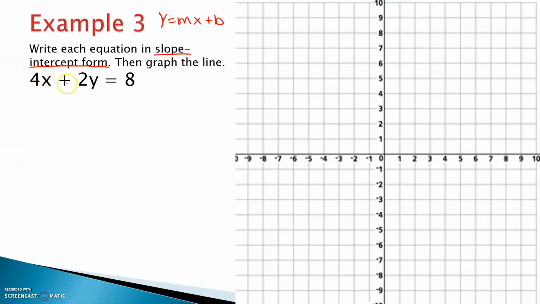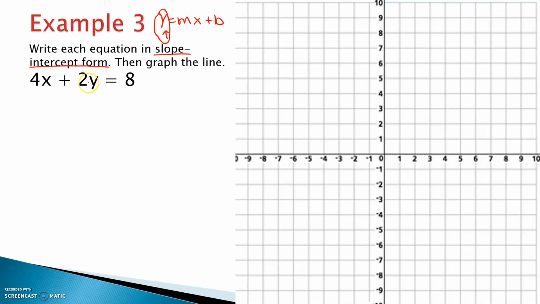I have 4x plus 2y is equal to 8. This is actually what we call standard form. How the heck can I write this so it looks like y equals mx plus b? Well, if you notice, for slope-intercept form the variable that's all by itself is the y. So my job right here is to get this guy all by itself.